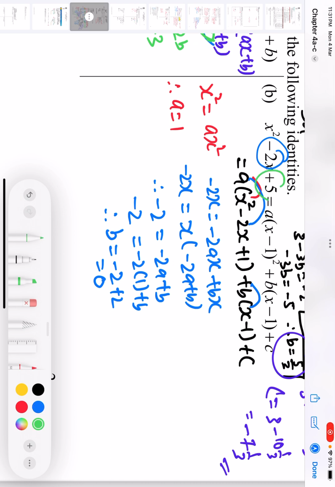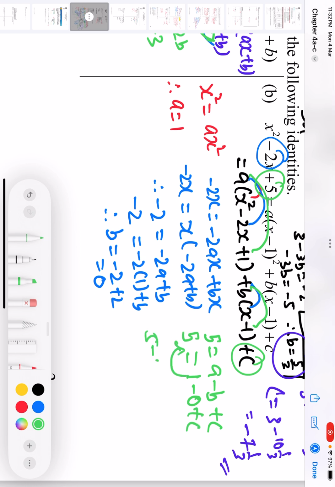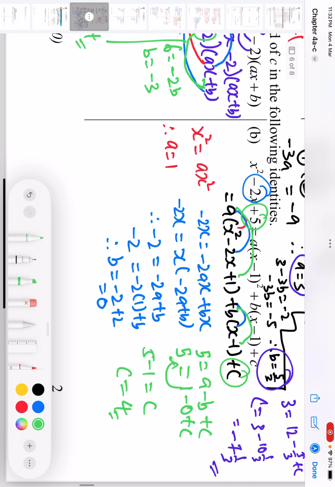So next one, constant. Compare the constants. 5 is equal to a times 1, so it's a, b times negative 1, negative b plus c over here. And since I know a is 1 and b is 0, I bring the 1 over. So it's 5 minus 1 is equal to c. c is equal to 4. Okay? So this is how you do this question.